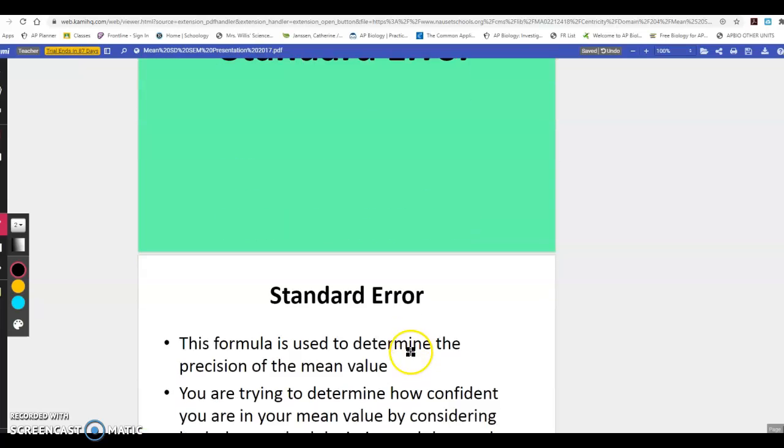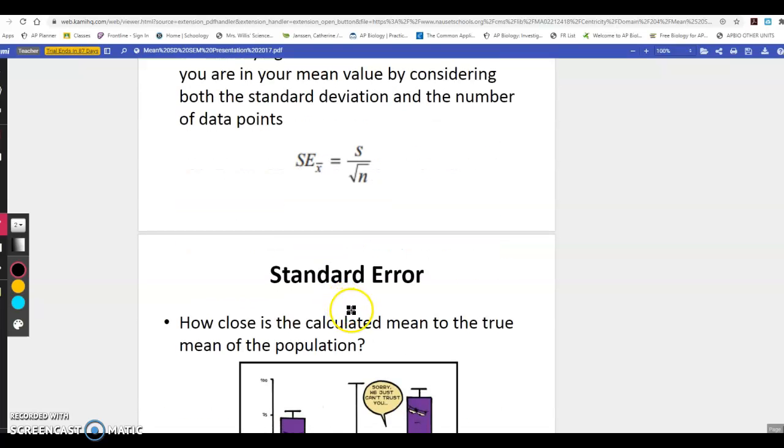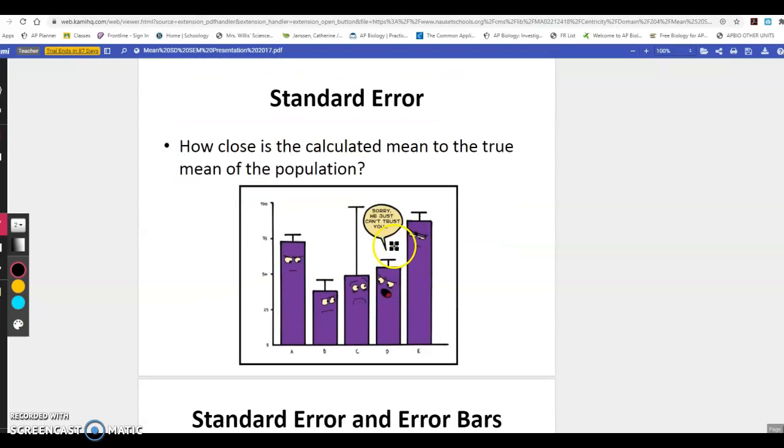Okay. Standard error then is used to determine the precision of the mean value. Now what that really means is how confident you are in your mean value. So we talked a little bit about this in class, but the lower this number gets, the more confident you are in your mean value. So as we look at this, how close is the calculated mean to the true mean of the population? We talked about error bars, and you can see on here in the graphic that this one with the giant error bar means we can't trust it. The bigger these things get, the more uncertain this value is.